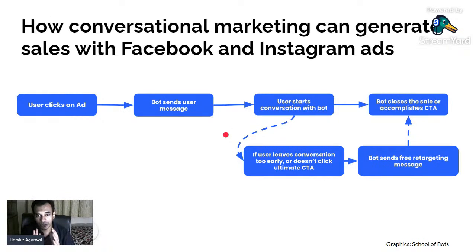A very useful feature of chatbots is that if the user leaves the conversation for whatever reason, he might have gotten distracted, or something might have come up, and he does not complete the conversation, then we can build a retargeting message in this conversation: hey, you started talking with us, but you did not continue the conversation. So you can click the link below and continue the conversation.